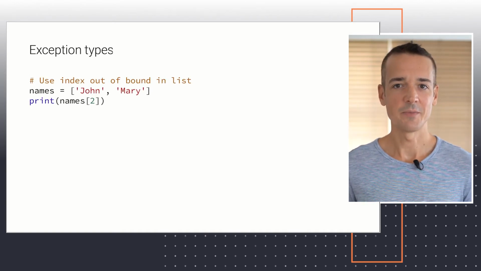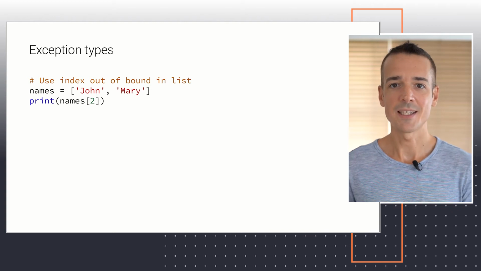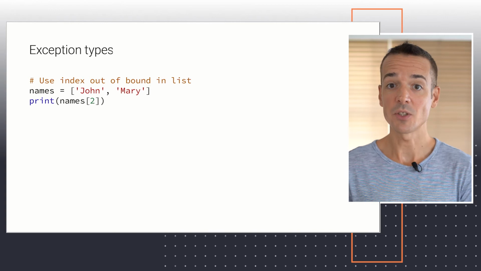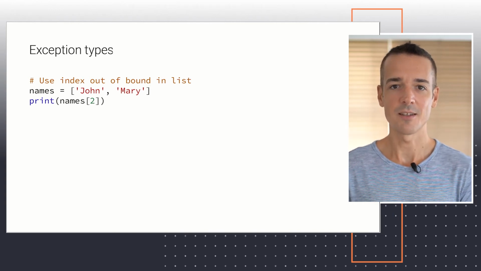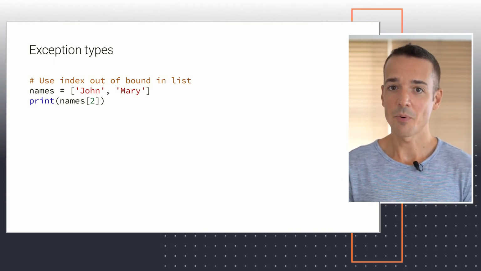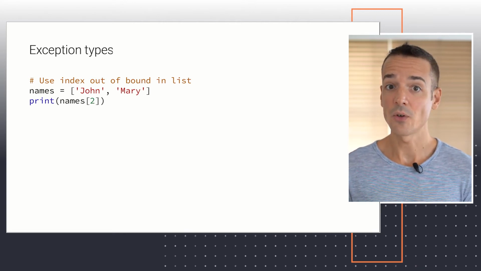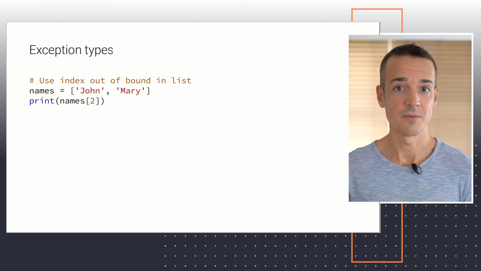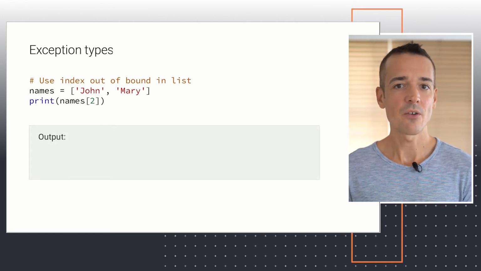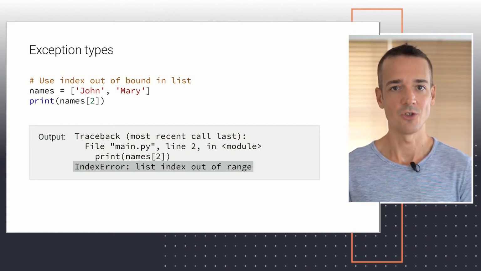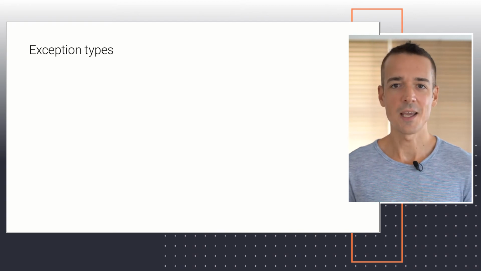Here's another example. In this short program, we create a list composed of strings John and Mary and save it in variable names. Then we attempt to access the element at position 2 in the list and print it. The two elements present in the list occupy positions 0 and 1, and therefore the provided index is invalid. When this program executes, Python raises an exception of type IndexError and shows us a message reading list index out of range.